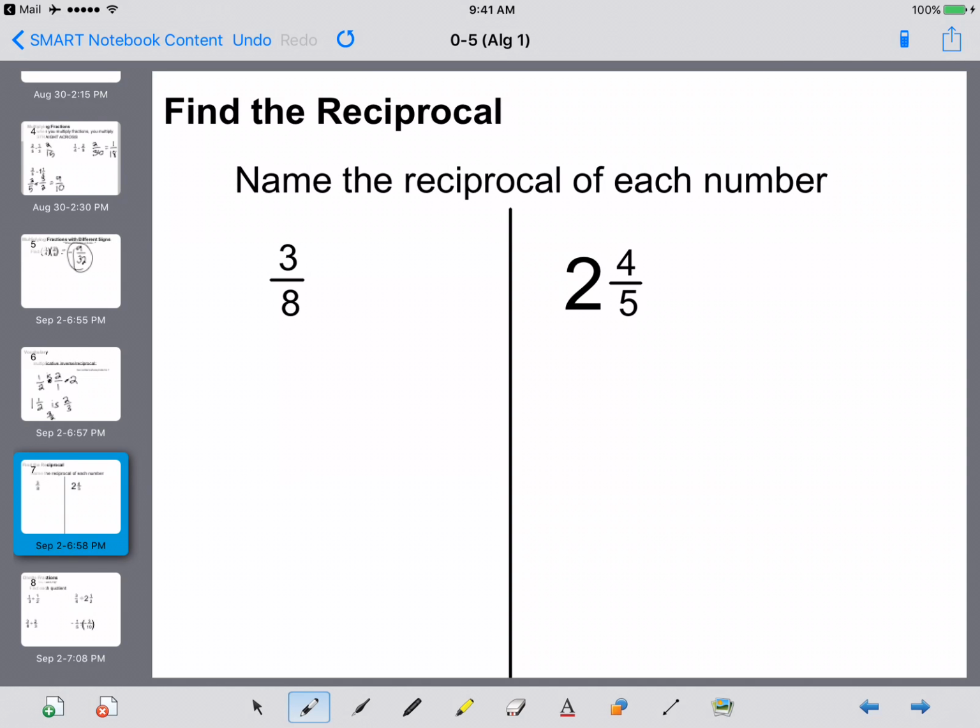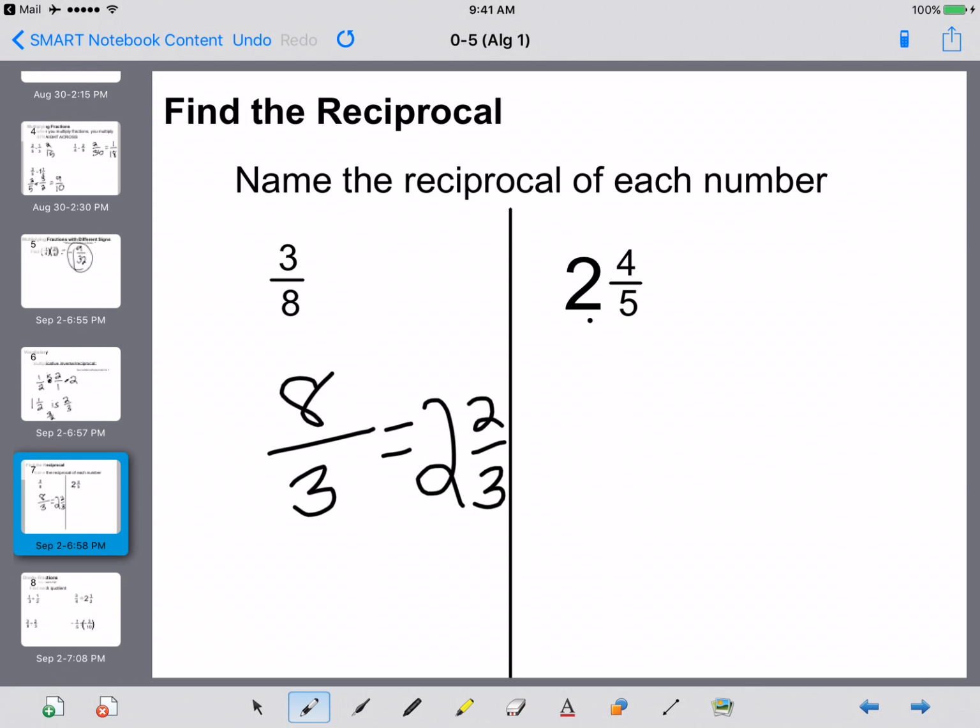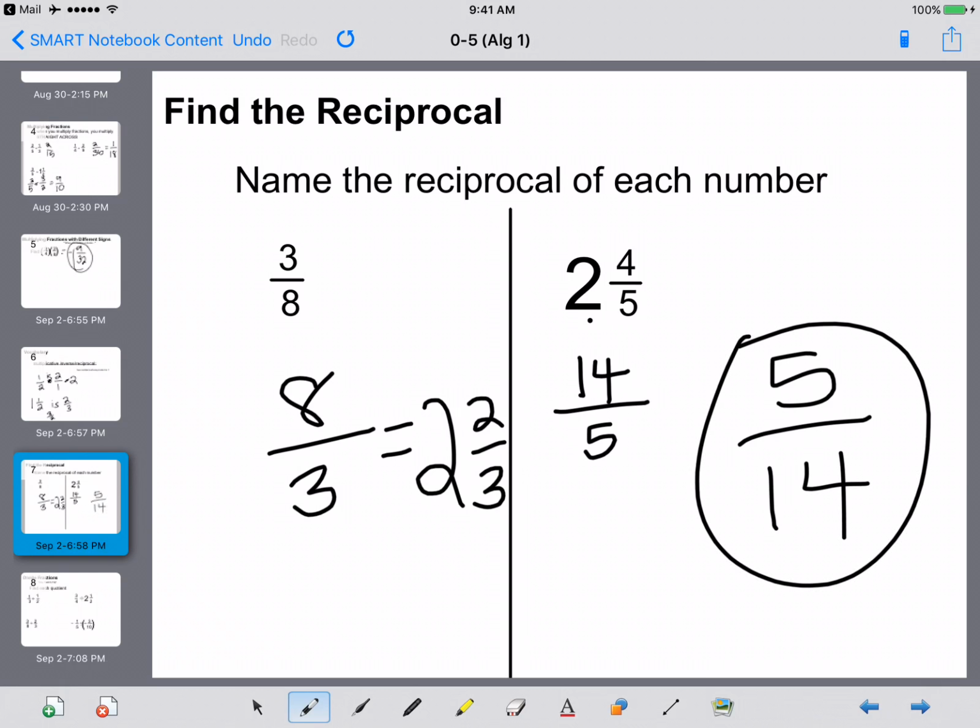So here's some more examples. The reciprocal of 3/8 is just 8/3. And if we want to put that into a mixed number, it would be 3 goes into 8 2 times, and there's 2 left over. Or here, 2 4/5, its reciprocal. First thing we need to do, improper fraction. 5 times 2 is 10, plus 4 is 14, all over 5. Its reciprocal then would be 5/14. Boom.